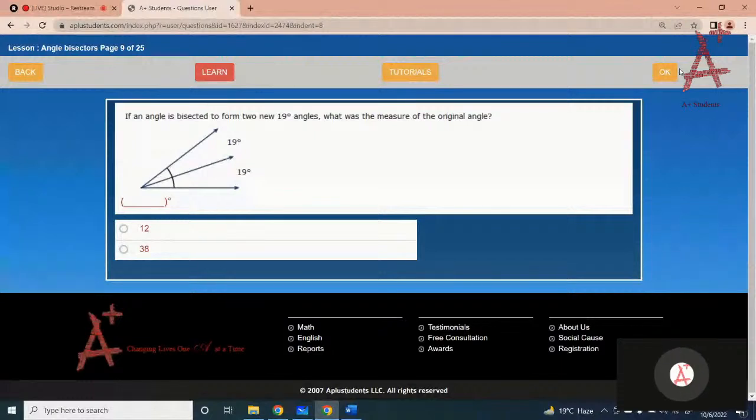If an angle is bisected to form two new angles of 19 degrees, what is the measure of the original angle? Now, the bisection divides the angle into two equal parts. Got it? So when it is 19, that means the complete angle is 19 times 2, and 19 times 2 is 38. Got it?